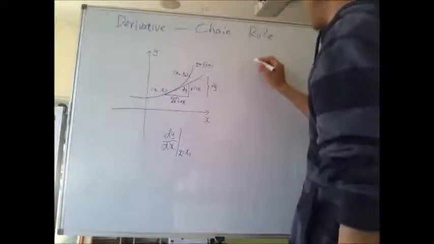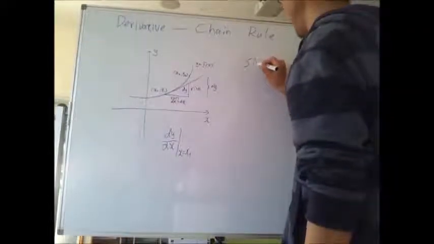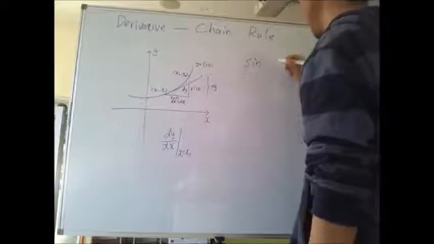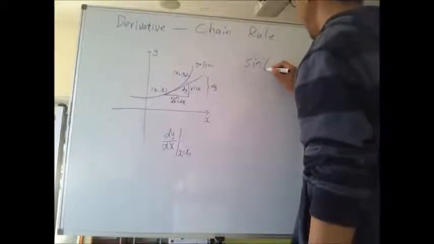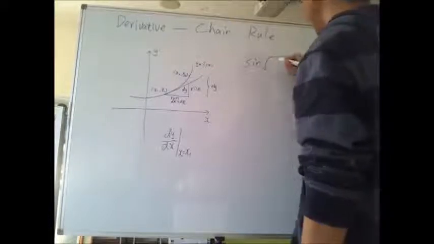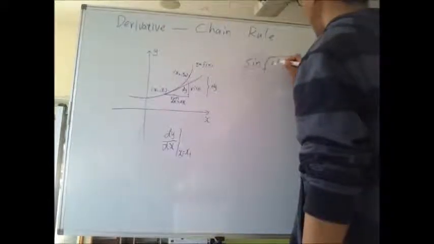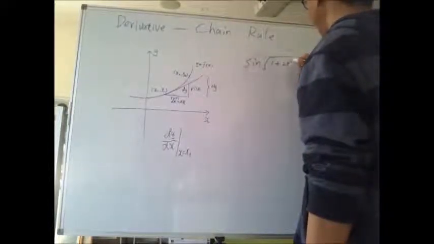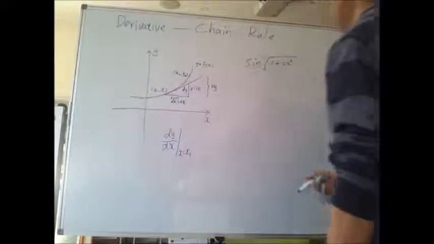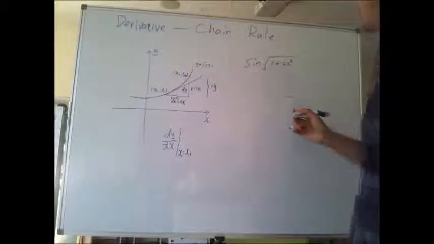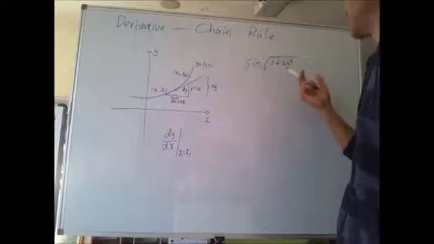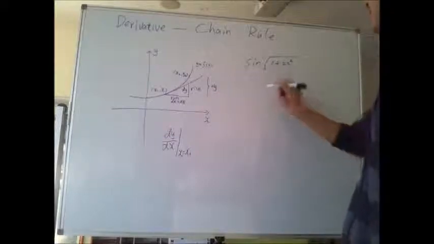For example, let's find the derivative of this function, sine square root 1 plus 2x squared. Looks simple or complicated? Depends on how you feel. And what's the derivative of this?